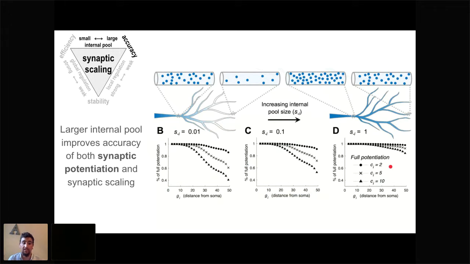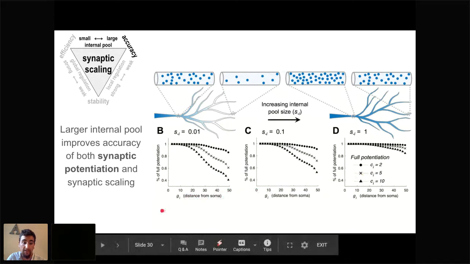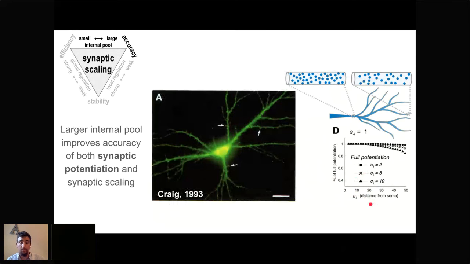From these plots, as we expect, we see that greater potentiation is more difficult for the neuron to sustain. And neurons with larger internal pools on the right here achieve a better percentage of full potentiation, better accuracy of synaptic potentiation. So given this result, this difference in accuracy, we ask ourselves, does the neuron have a small reserve of AMPA receptors like in B, or a larger reserve like in D? The answer turns out to be more like D. This is one of the earlier studies of AMPA receptor localization. The dendrites are all lit up, both in the spines and the dendrite shafts. And this is quite a bit of work for the neuron, producing and distributing all this material. But the upside is improved synaptic accuracy, as we've shown here.